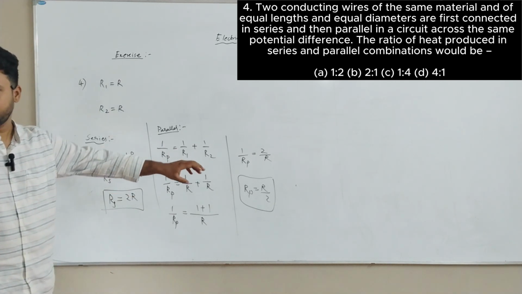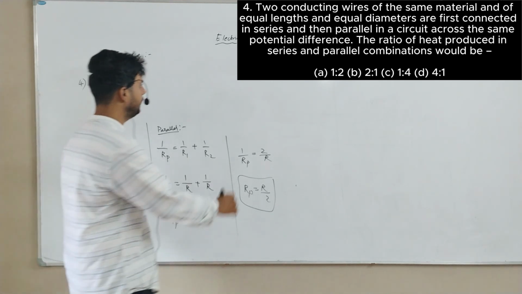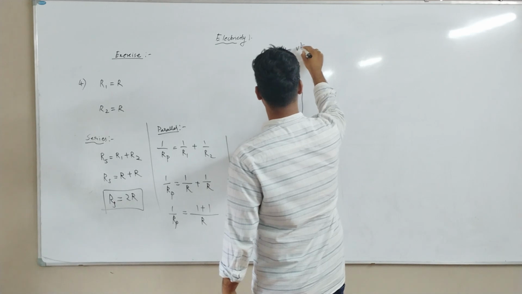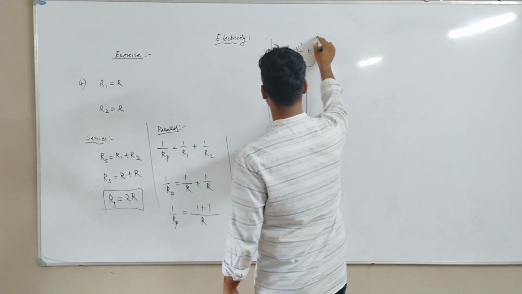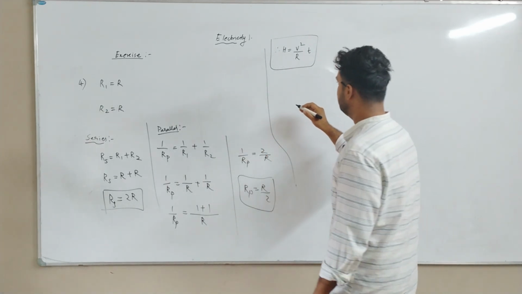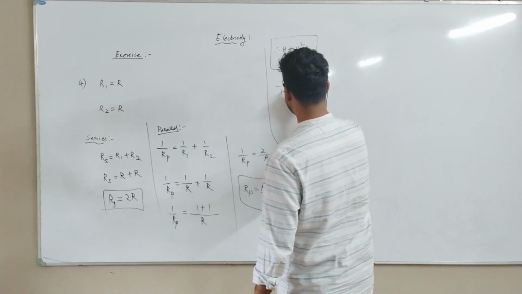Resistance in parallel, if I connect, I will get 2R by 2. Okay. Now the heat formula. Heat is equal to V square by R into T. This is a new formula for you guys. H is equal to V square by R into time. So I should find out the ratio of the heat in series to the heat in parallel.